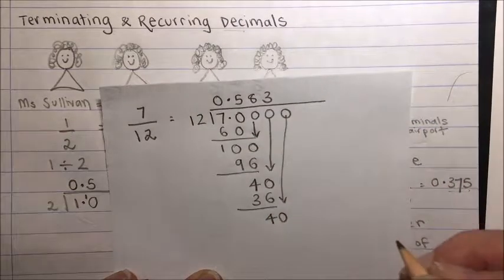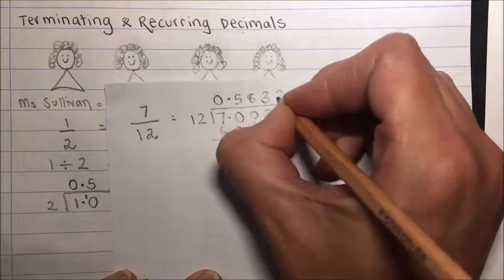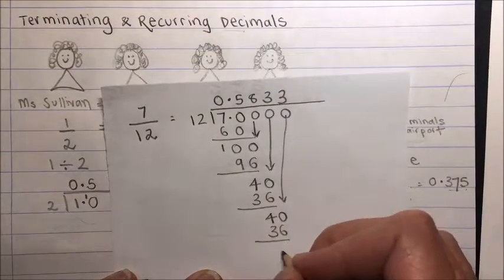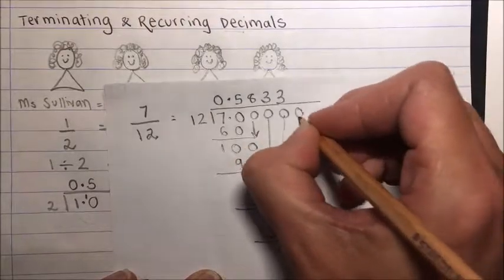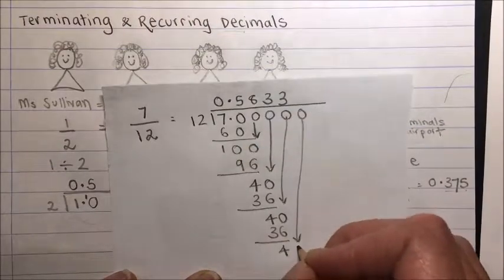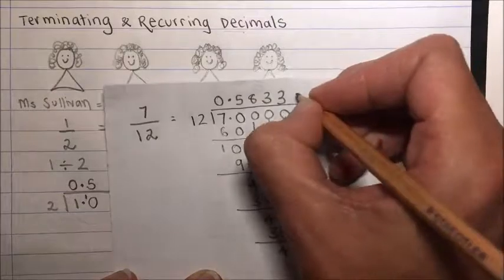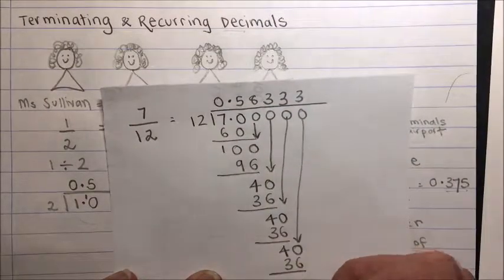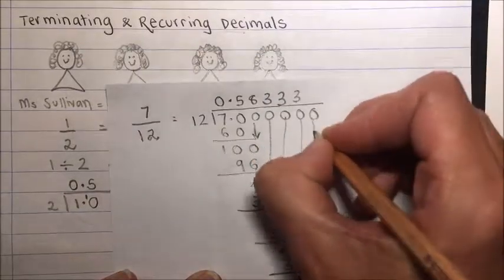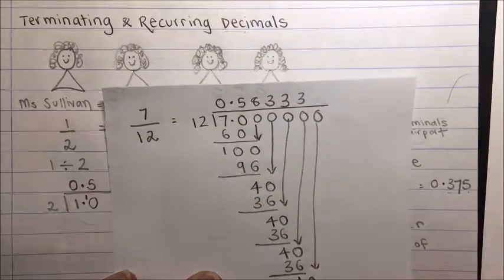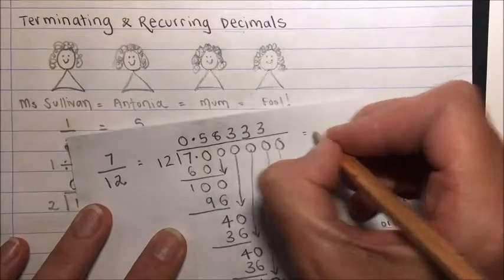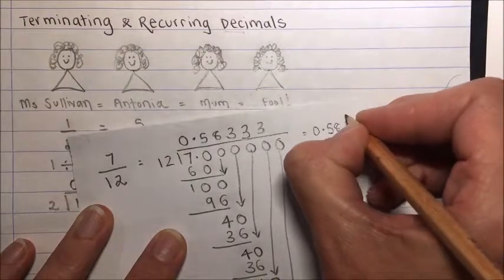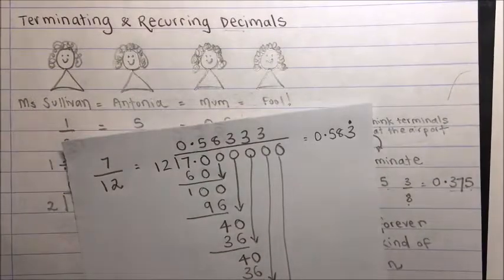I think you can see what's happening again. 12 into 40. 3 times 12, 36. Oh, look, I'm left with a remainder of 4. Add another 0, bring down the 0. 12 into 40, 3 times 12 is 36, and I'm going to end up with a remainder of 4, and this is going to continue on for forever. So this equals 0.583, and the 3 goes on forever.